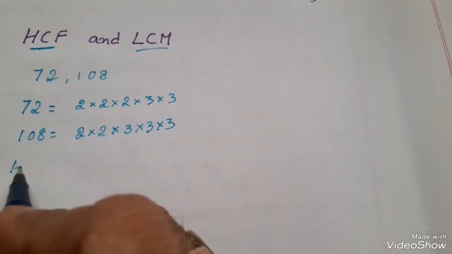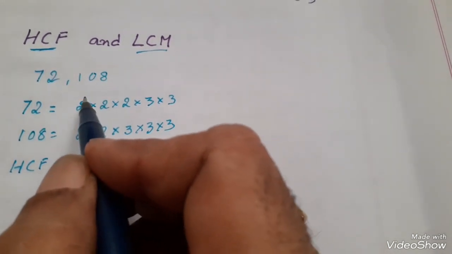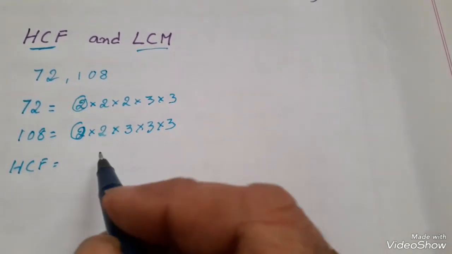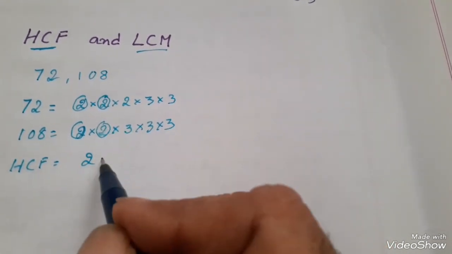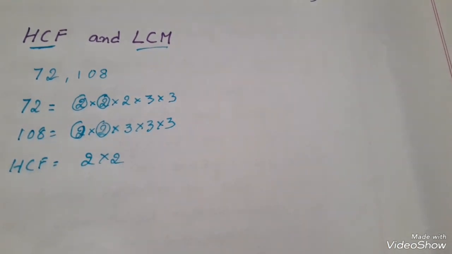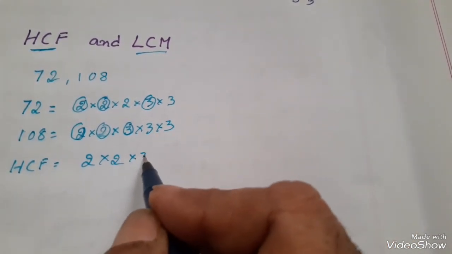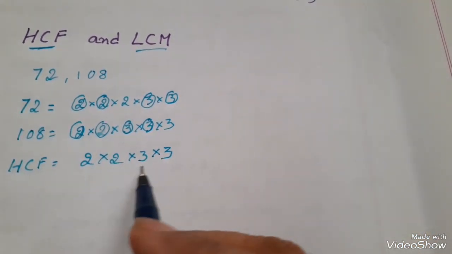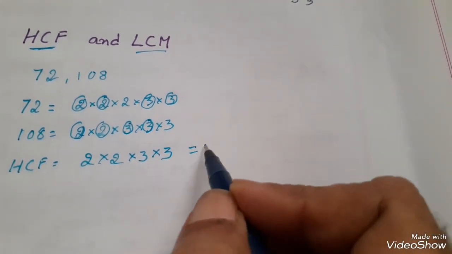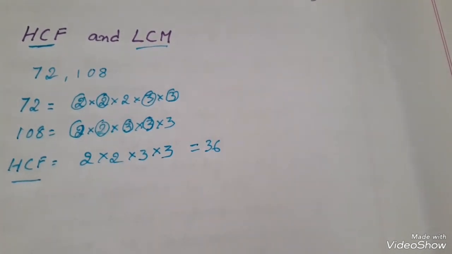Now how can you find the HCF? First you take the common factors. Here 2 is one common factor, so you write 2. One more pair also has 2, 2, so again you write one more 2. Next 3 is there, 3, 3, common 3. One more 3 is also common. Now you multiply: 2 2s are 4, 4 3s are 12, 12 3s are 36. So 36 is the HCF of 72 and 108.